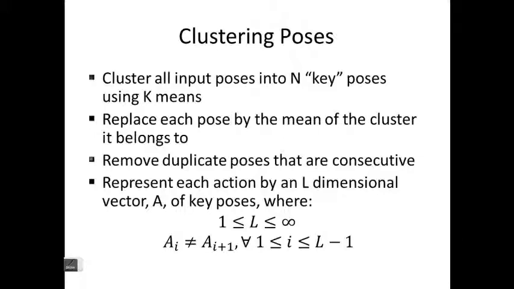So they replace every pose eventually by the mean of the cluster that it belongs to, and then in any action sequence, whenever they find the same pose repeating itself in consecutive poses, they just remove all of those duplicates and replace it by just one pose. So effectively this leads to a variable length representation of every action, which is a set of poses. So you have an L dimensional vector where L is any number from 1 to infinity, and the elements are such that no two consecutive elements are the same.